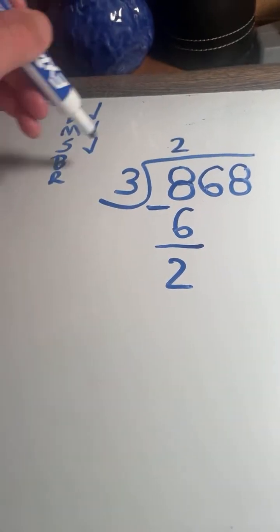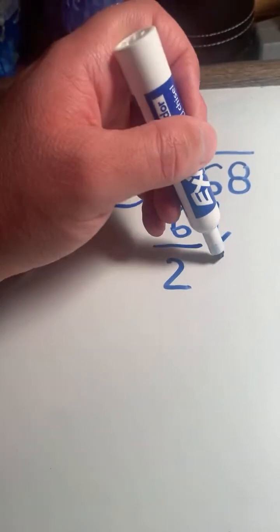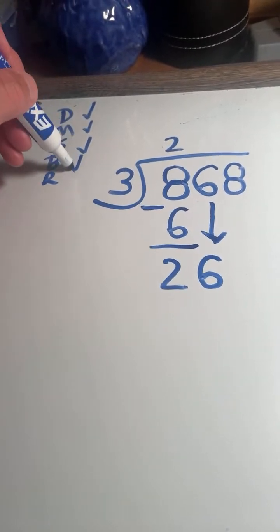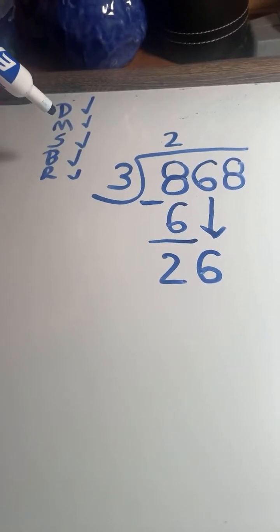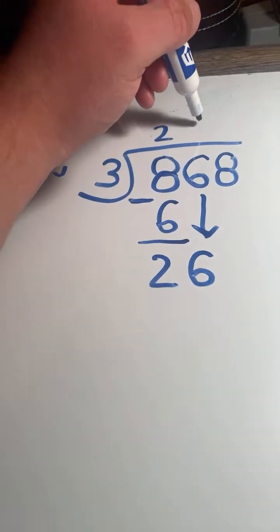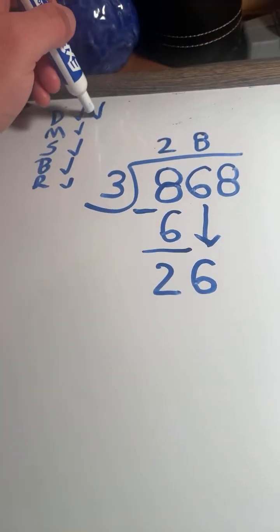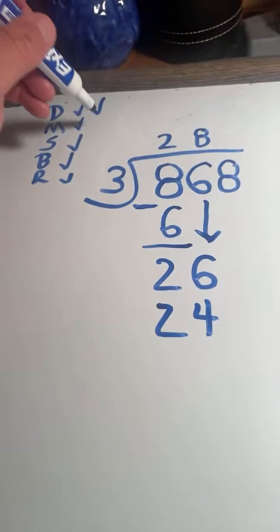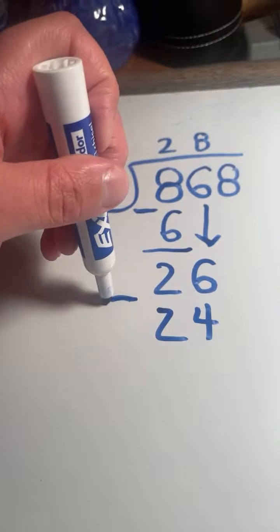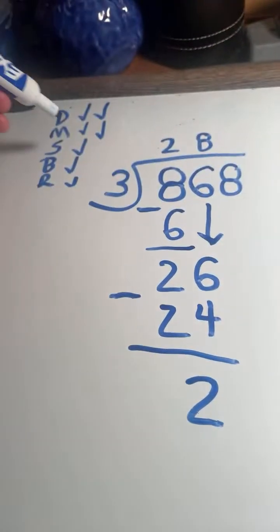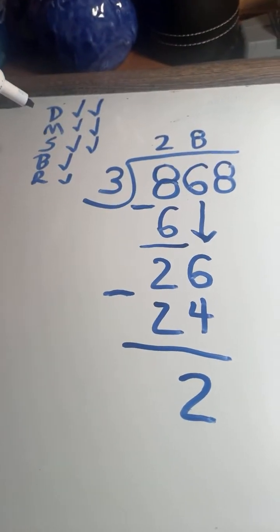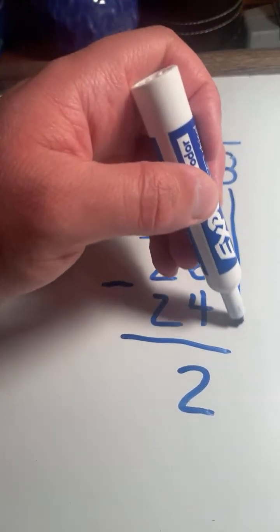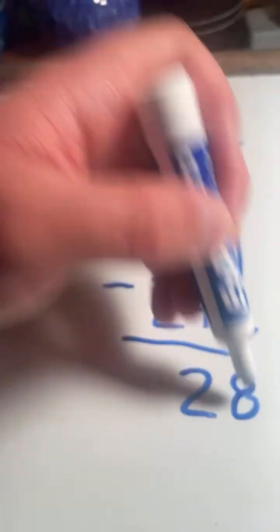Next, we bring down that next number. We bring down the 6. The 2 becomes 26. And now repeating the steps. 26 divided by 3 equals 8. Next, we multiply. 8 times 3 equals 24. Next, we subtract. 26 minus 24 equals 2. Next, we bring down the 8.